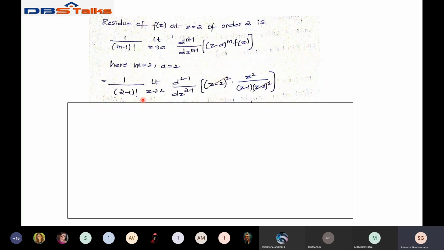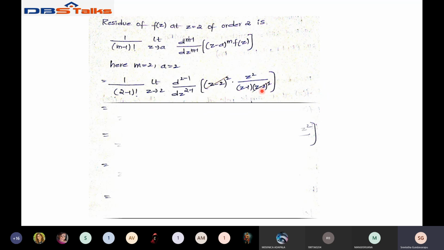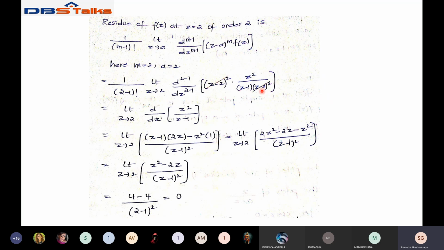That equals 1 by (2 minus 1) factorial, limit z tends to 2 of d power 2 minus 1 by dz power 2 minus 1 of (z minus 2) whole square into f of z, where f of z is z square by (z minus 1) into (z minus 2) whole square. After cancellation we get limit z tends to 2 of d by dz of z square by (z minus 1).